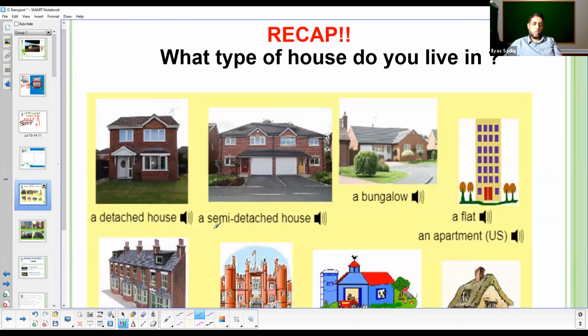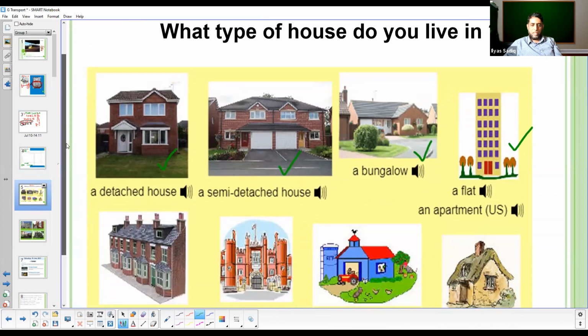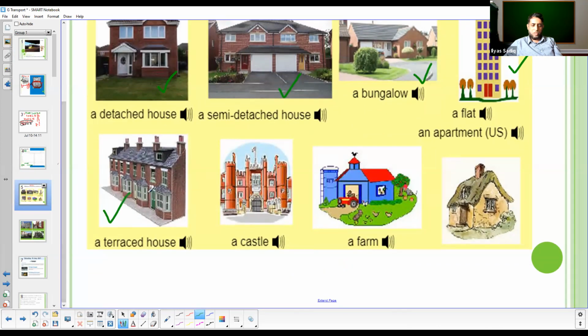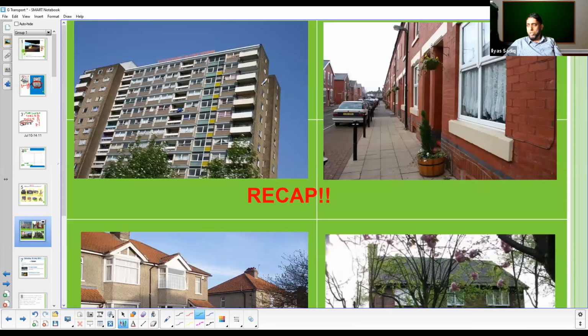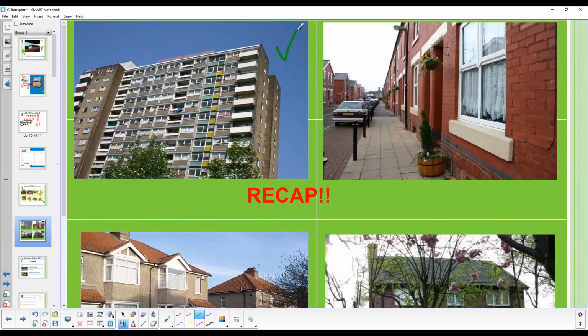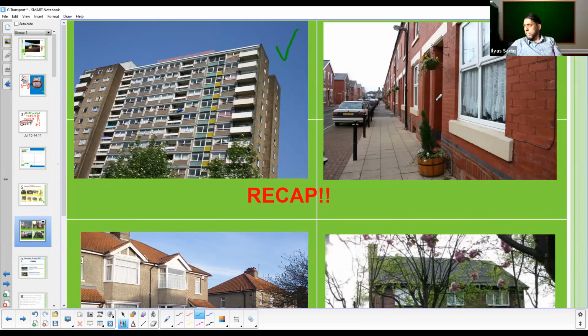Different types of houses. So a detached house, a semi-detached house, a bungalow, and flats, right? A terraced house looks like this, all together, a castle, a farmhouse and a cottage. So this is what we did then. So what type of house is this here, Amira? Flat. Okay, Hala, what type of house is this?